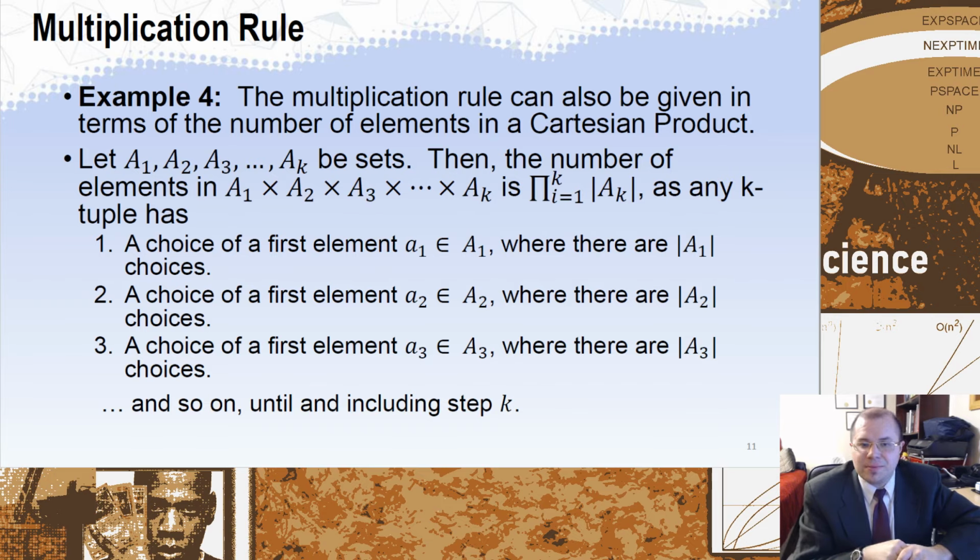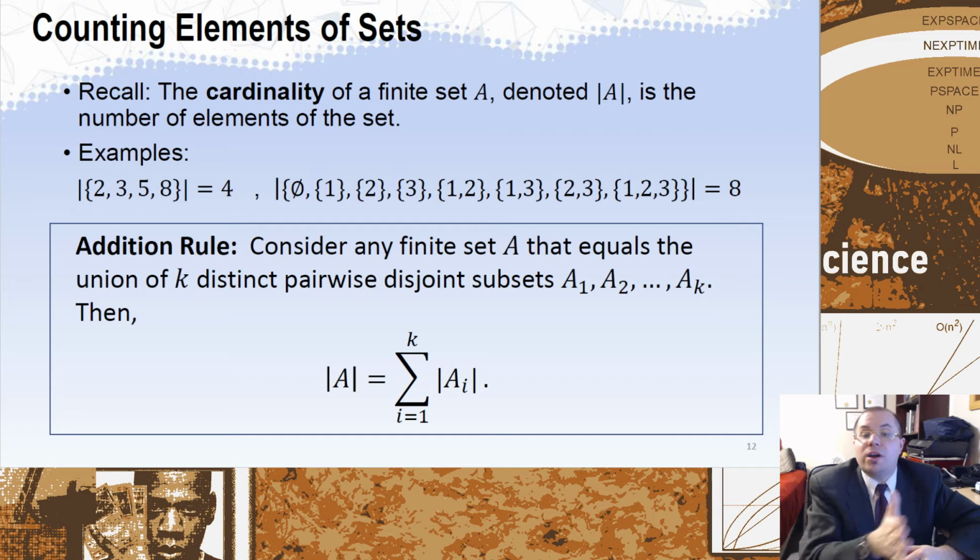So if I give you any finite set A that equals the union of k distinct pairwise disjoint subsets, A sub 1, A sub 2, all the way up to A sub k. So this definition should ring a bell, but I'm going to say what this is first. If I have these couple properties in play, then I know that the cardinality of A is going to be the sum of all the cardinalities of those pairwise disjoint subsets. Now, notice that this is just a sum rule rather than a multiplication rule.